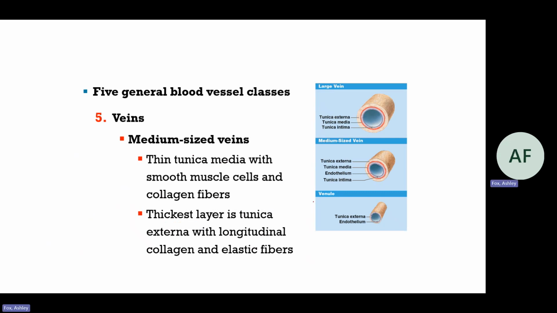Then we go from venules to medium-sized veins. They don't have much in the tunica media, so there is a smaller layer here. You're never going to see a very large tunica media as compared to the arteries. There's some smooth muscle there and some collagen fibers. The thickest layer with veins, unlike arteries, is the tunica externa. And we have more elasticity and collagen fibers here.